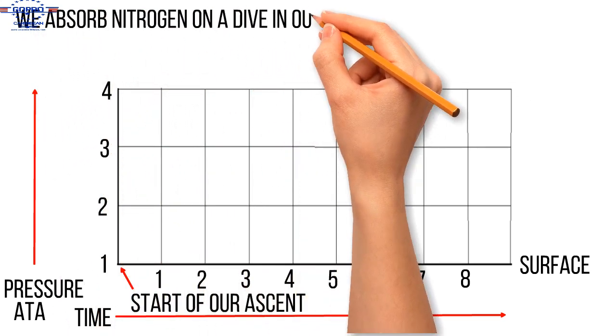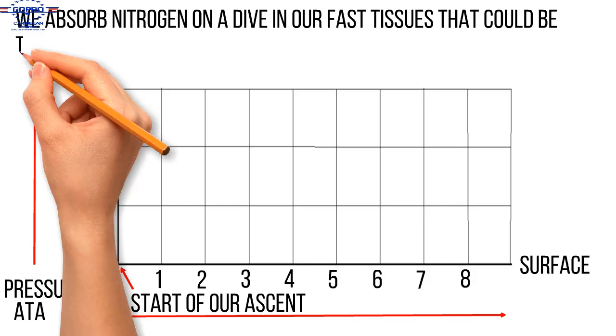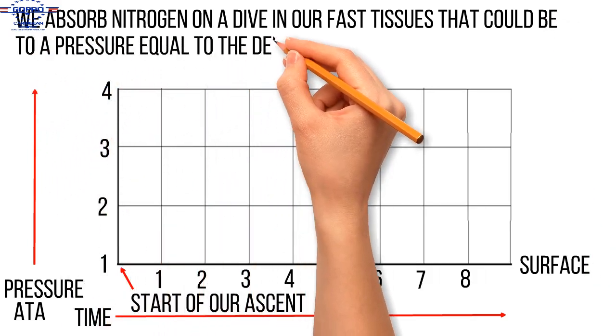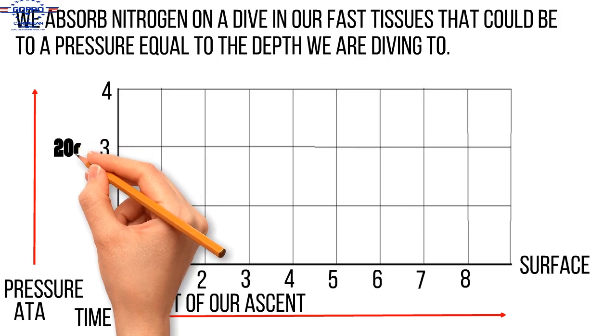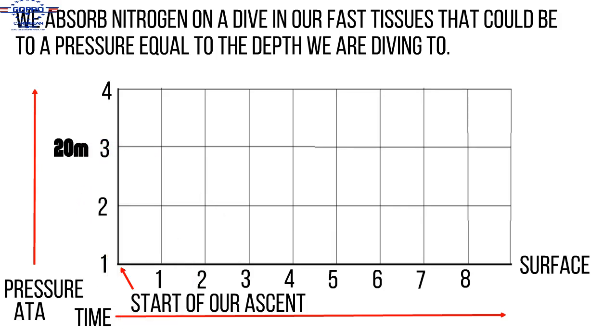So we absorb nitrogen as we dive in our fast tissues. We could absorb nitrogen to a pressure equal to the depth we were diving to. So if we were to dive to 20 meters, we could get 3 atmospheres of pressure absorbed into our body. And if we were to ascend at a safe ascent rate of 18 meters a minute, that would actually take us just over a minute to reach the surface.